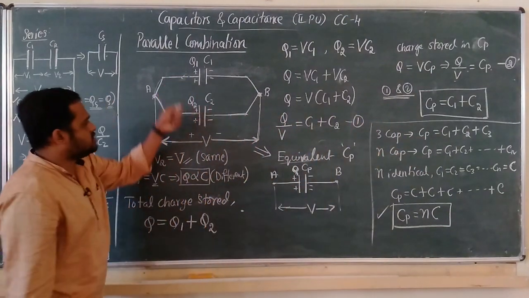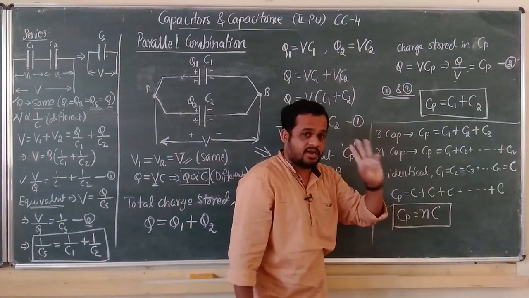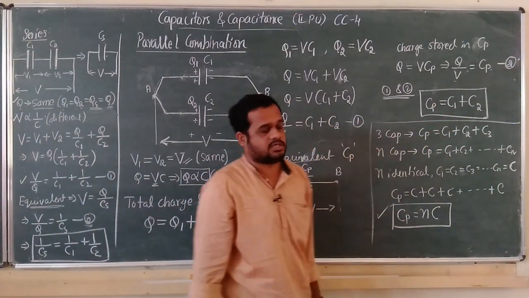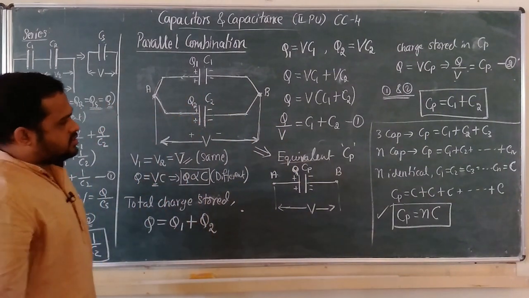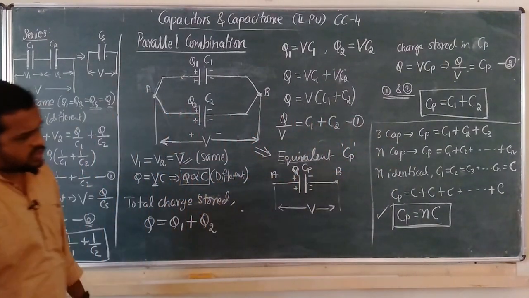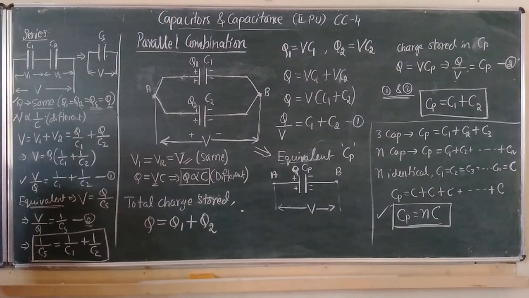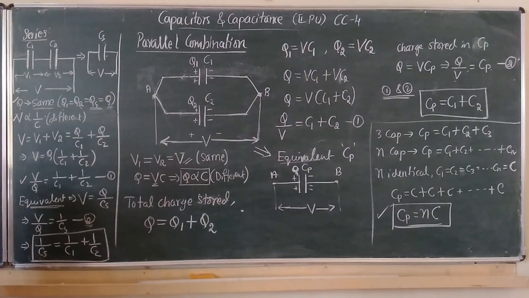In the case of two capacitors, if these two values are the same, then CP is equal to 2 into C. If there are 3, 3 into C. If there are 4, 4 into C. Then in general, CP is equal to n into C. So this is the expression for the effective capacitance of a combination of two capacitors connected in parallel. Important derivation. You can expect this for 3 marks in the board exam, either the series or the parallel combination of capacitors.